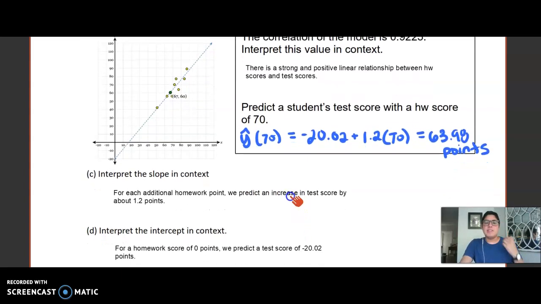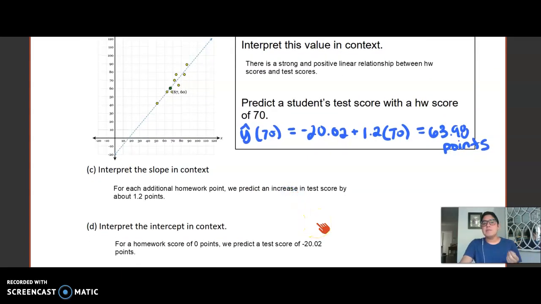And on the other hand, if I interpret the intercept here, for a homework score of 0 points, we predict a test score of negative 20.02 points. And you got to stop and ask yourself, wait, doing nothing and still getting a negative score doesn't really make sense in the context of the problem. So if you want, you can add an additional context sentence just saying something along the lines of, this is not possible as test scores must be between 0 and 100. So you can always add that in when talking about the intercept.